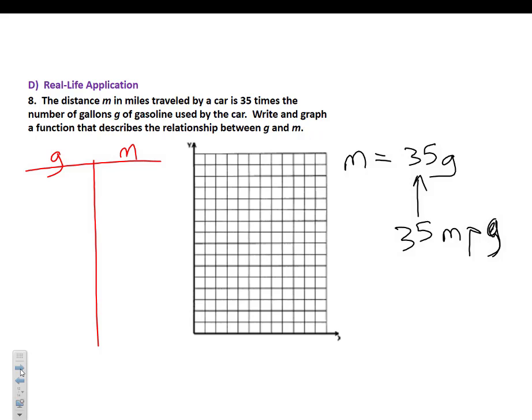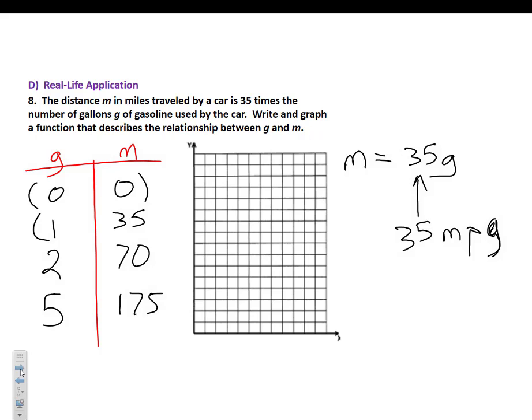So, of course, the easiest one, if we didn't use any gallons of gas, we wouldn't be traveling anywhere. That's an easy one. Let's talk about if we used 1 gallon of gas. So if I put a 1 in there, 35 times 1, we should travel 35 miles. If I put in a 2, 35 times 2 is 70. And let's just for giggles put in a 5. 35 times 5 is 175. And so now we have some ordered pairs that we can use in our real life situation.